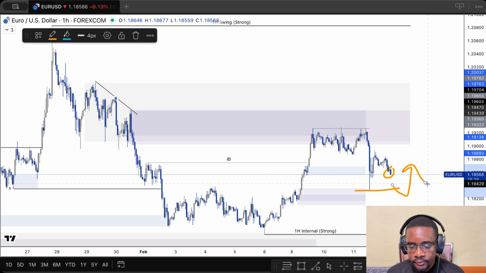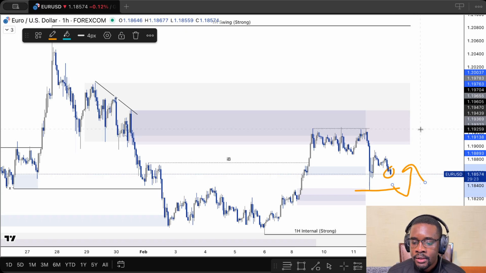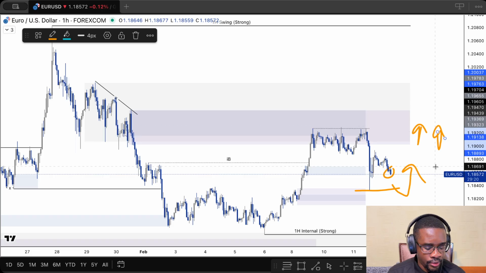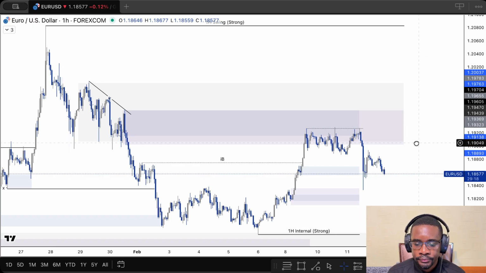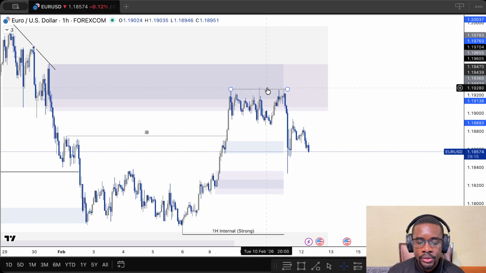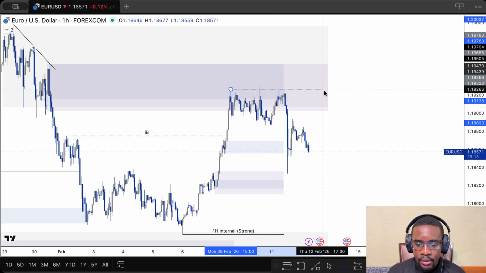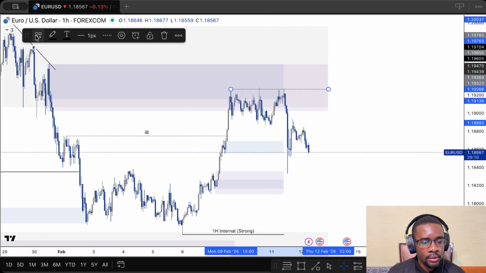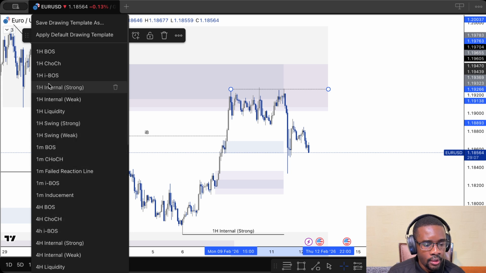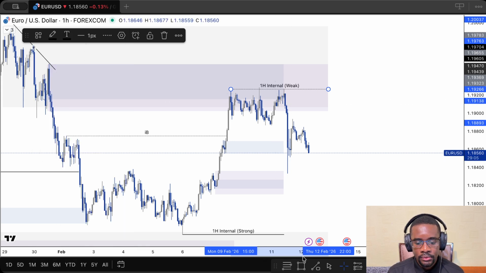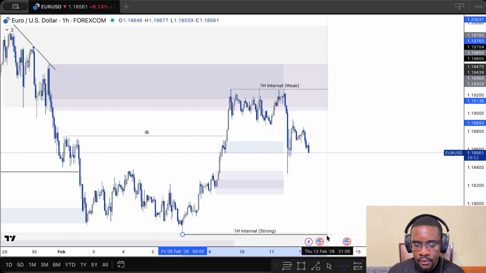Otherwise, the highest probability trades would be to trade in line with the higher time frames. Daily swing and internal are bullish, 4-hour swing and internal are bullish, 1-hour internal is bullish, 1-hour swing is bearish. Everything else is bullish, so we stick with the bullish trend. So this is now my weekly internal high.